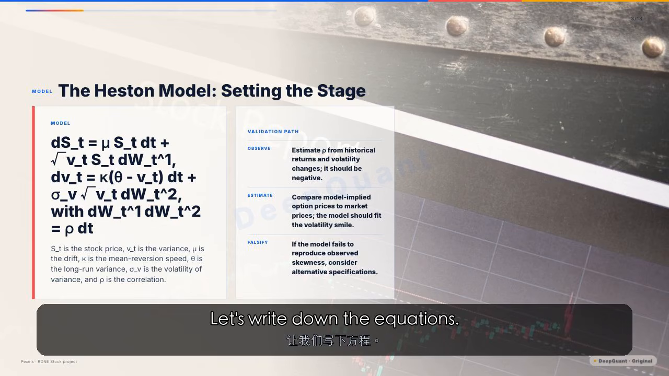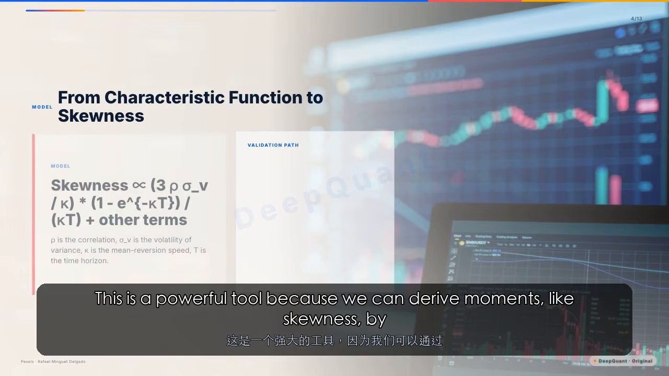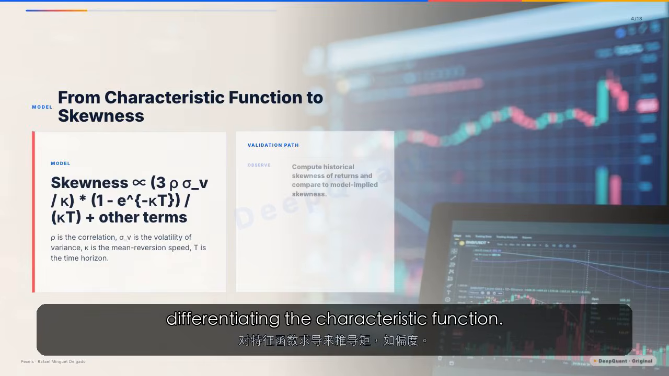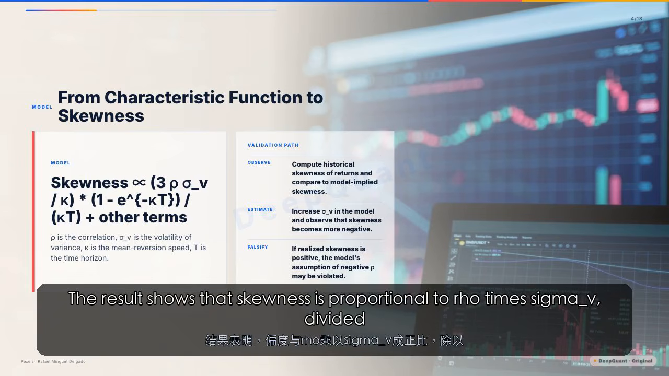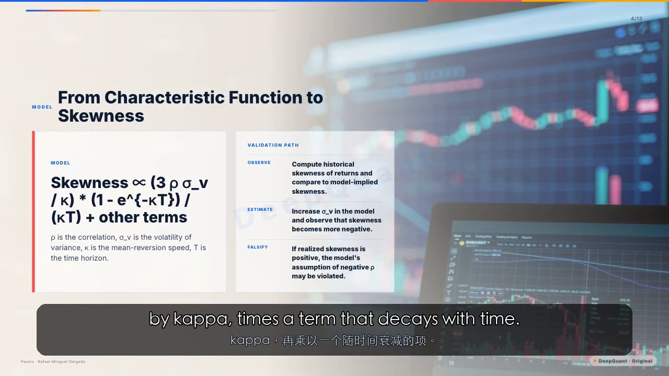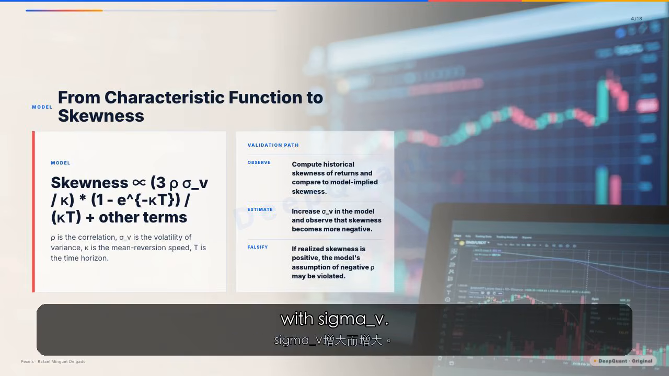Let's write down the equations. The Heston model has a closed-form characteristic function for the log return. This is a powerful tool because we can derive moments, like skewness, by differentiating the characteristic function. The third derivative at 0 gives the third moment, which relates to skewness. The result shows that skewness is proportional to ρ times sigma_v, divided by kappa, times a term that decays with time. Since ρ is negative, skewness is negative, and it increases in magnitude with sigma_v.